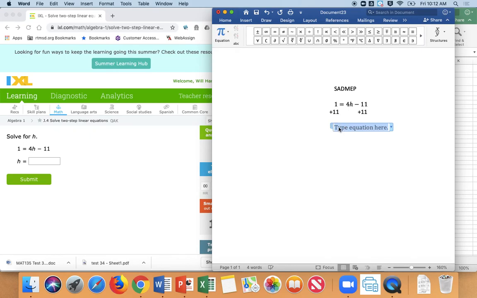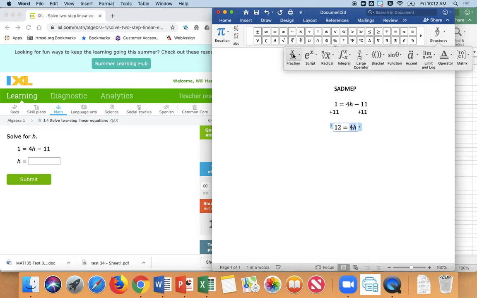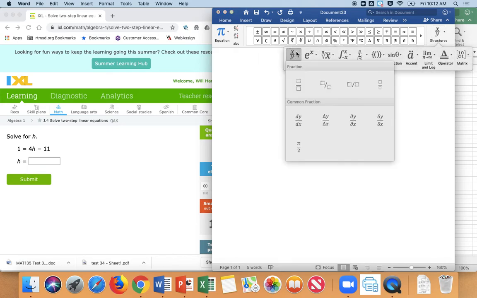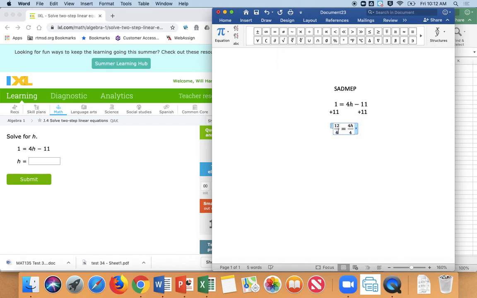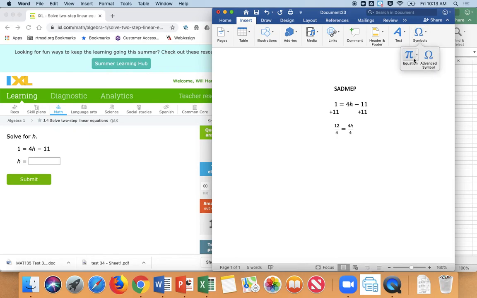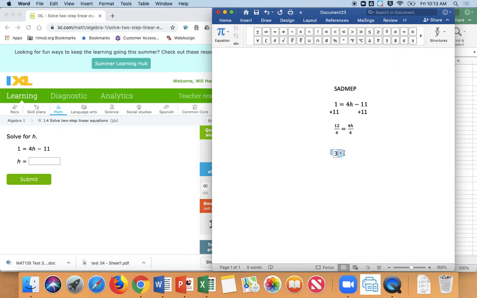So 1 plus 11 is 12 equals, well, minus 11 plus 11, that cancels, so I'm left with 12 equals 4h. Now, I want to get rid of this 4, so what I'm going to do is I am going to divide by 4. And I'm going to divide this by 4. And that gives me 12 divided by 4 is 3. And 4 divided by 4 is just leaving me with h.